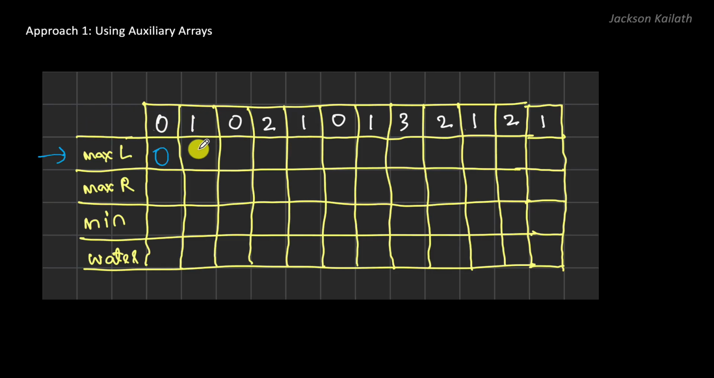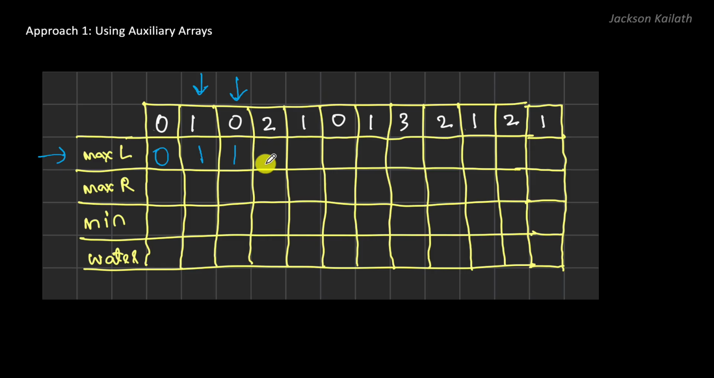Now, left max at this position would be the maximum between the value that we have at this particular position and the left max value that we so far have, which is 0. So the maximum between these two is 1. And again, the left max at this particular position would be the maximum between what we have so far in left max, which is 1, and the height at this particular index, which is 0. So the maximum between these two is 1.